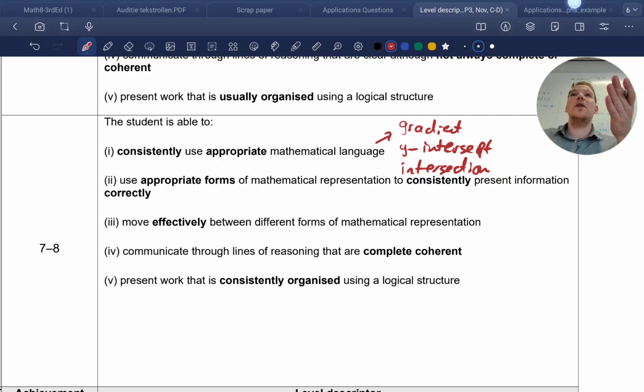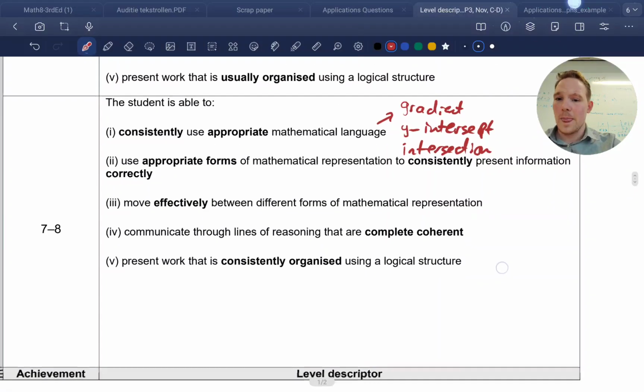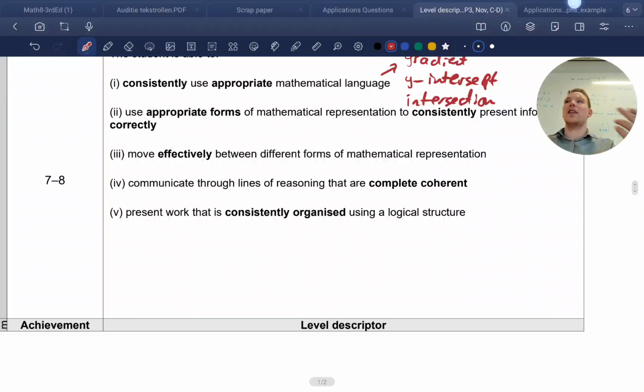How could you use that? So maybe when we come up with the equation, when we use the y equals mx plus c, I said m is the gradient and c is the y-intercept. Maybe you can write down, hey, we know from the equation this is the y-intercept, this is the gradient. Use appropriate form of mathematical representation.